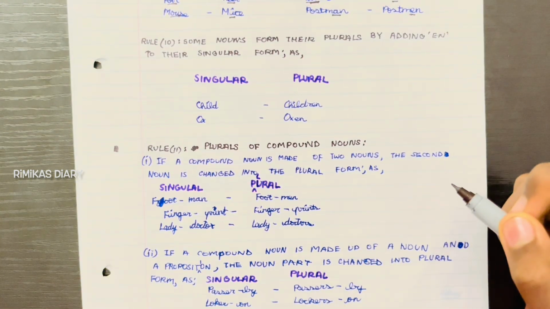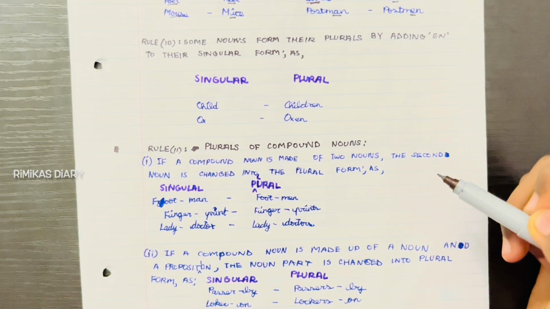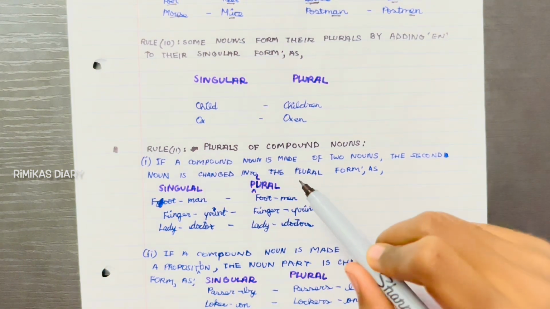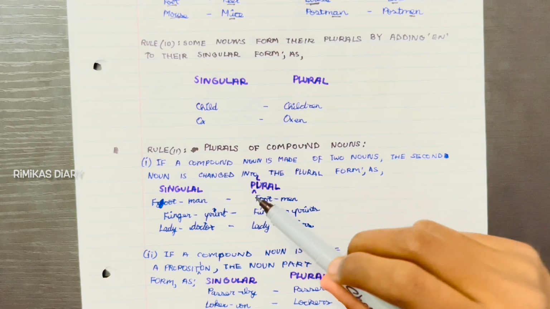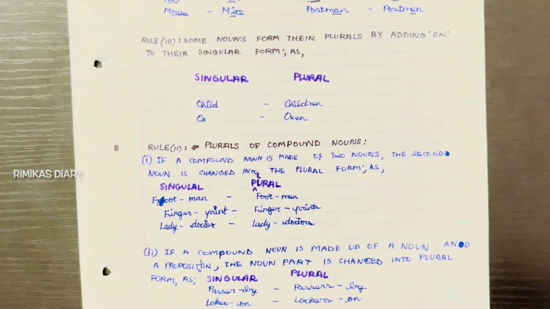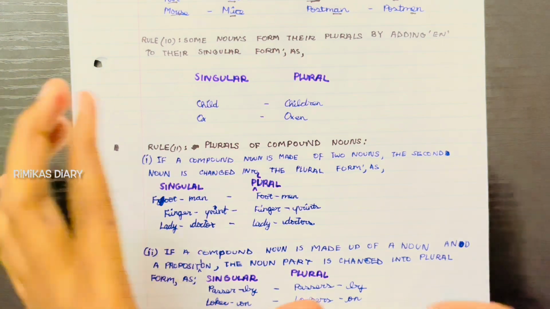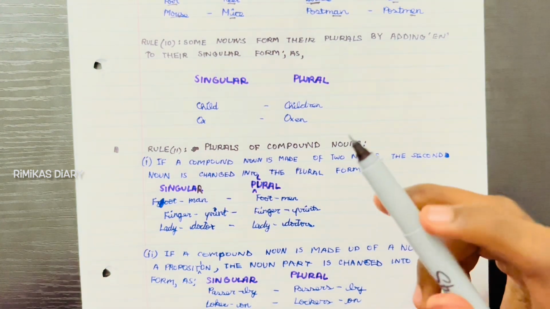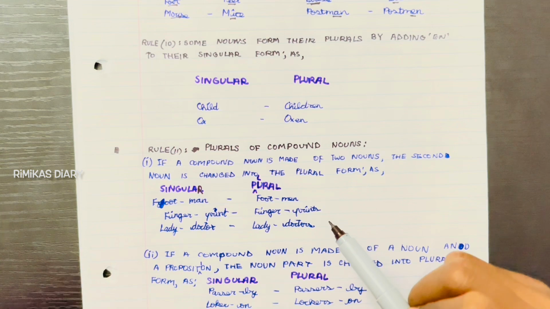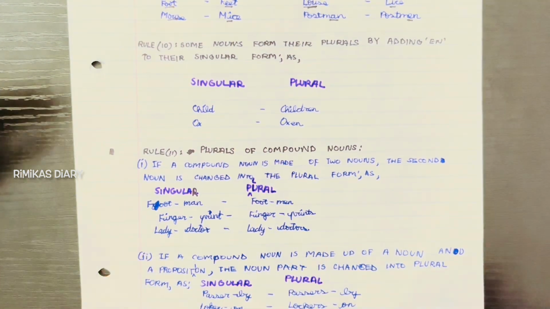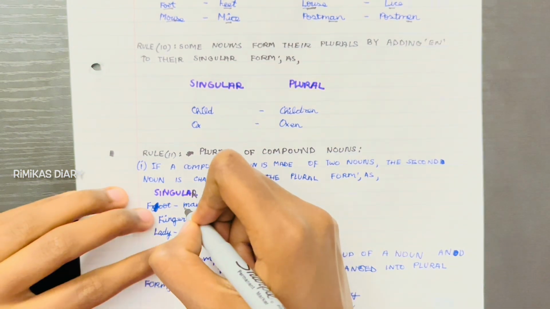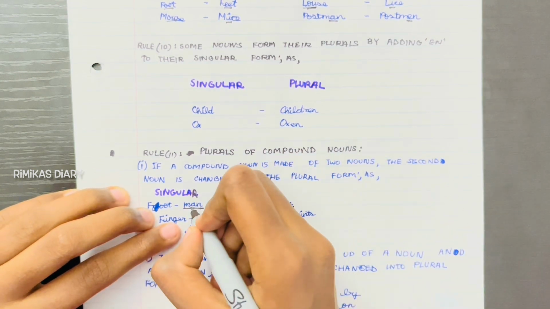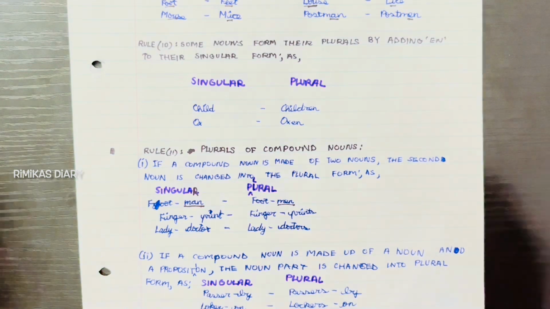Rule number 11. Plurals of compound nouns. So now we're going to be seeing the plurals of compound nouns. If a compound noun is made of 2 nouns, the second noun is changed into the plural form. So in the compound noun, if there's 2 words in the compound noun, we're changing the second noun to its plural form. Example, footman, footmen. So here there's 2 nouns in this compound noun, and we're changing the second noun to its plural form. So we changed man to men, but we didn't do anything to the foot.